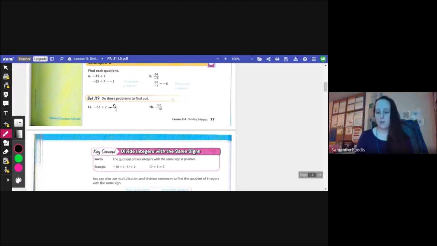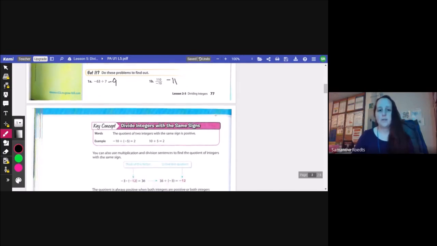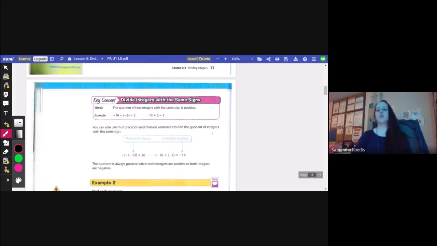Okay. Then I have 110 divided by -10. Again, different signs. So when I divide them, I will get -11. Okay. Key concept, divide integers with the same signs. So the quotient of two integers with the same sign is positive. -10 divided by -5 equals 2, and 10 divided by 5 equals 2. Two negatives make a positive, two positives make a positive.